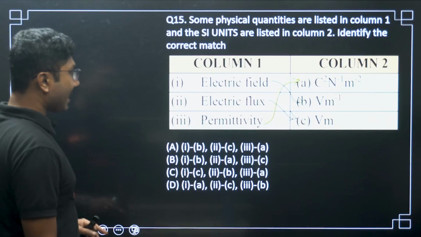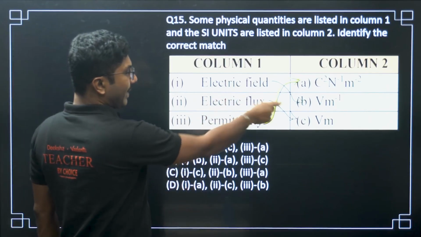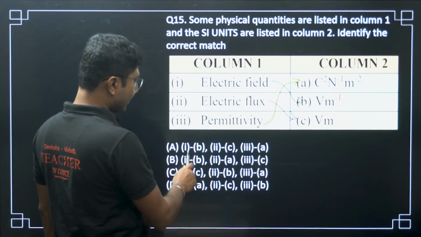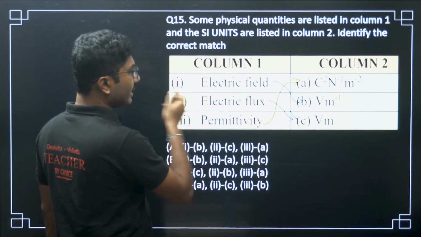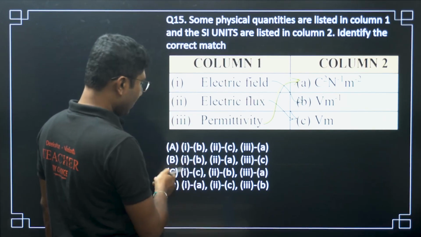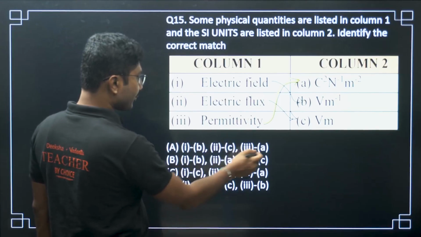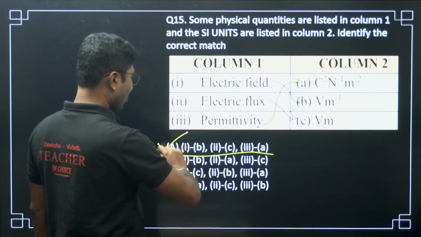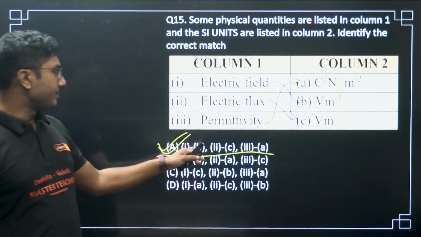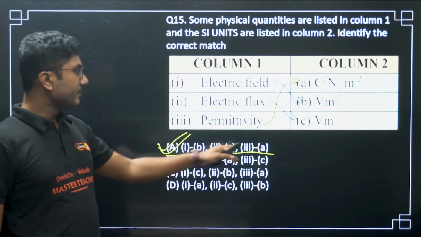Now let's see the correct match. 1 is matched with B, 2 is matched with C, so option A is correct. 1 is matched with B, 2 is matched with C, 3 is matched with A.